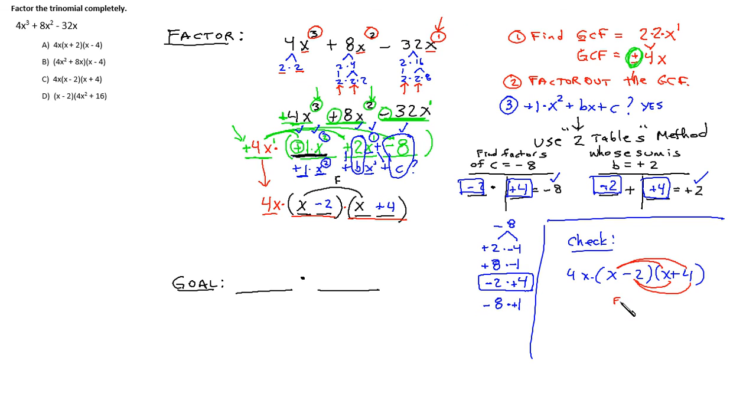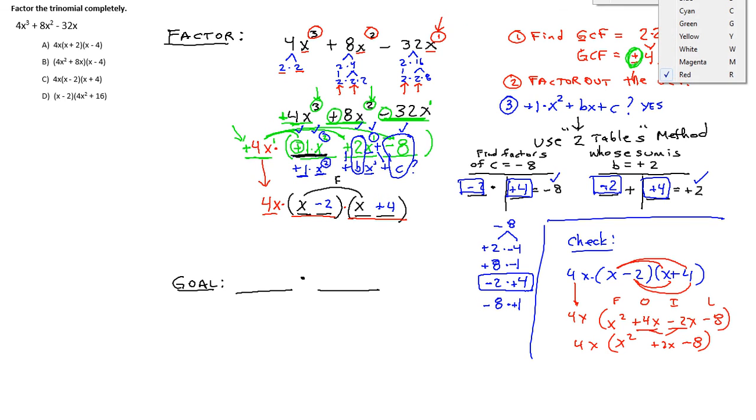x times x, the F in FOIL, is x squared. The O in FOIL is positive 4x. The I in FOIL is negative 2x, and the L in FOIL is negative 8. And these are in parentheses. I still have this 4x here. We're just FOILing so far. Positive 4x minus 2x is positive 2x, minus 8, times x squared. Now we're finished with the FOIL at this point. Now we're looking to distribute this 4x to each term and see what we get.